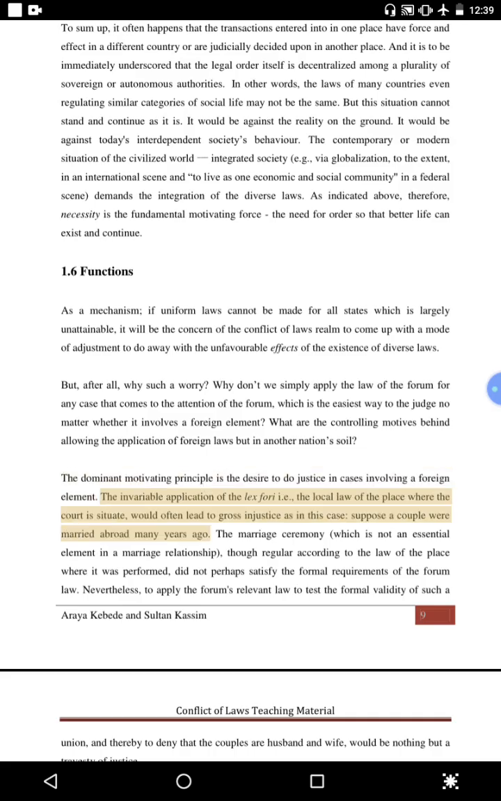The invariable application of the lex fori, i.e., the local law of the place where the court is situated, would often lead to gross injustice, as in this case. Suppose a couple were married abroad many years ago. The marriage ceremony, which is not an essential element in a marriage relationship, though regular according to the law of the place where it was performed, did not perhaps satisfy the formal requirements of the forum law. Nevertheless, to apply the forum's relevant law to test the formal validity of such a union, and thereby to deny that the couple are husband and wife, would be nothing but a travesty of justice.